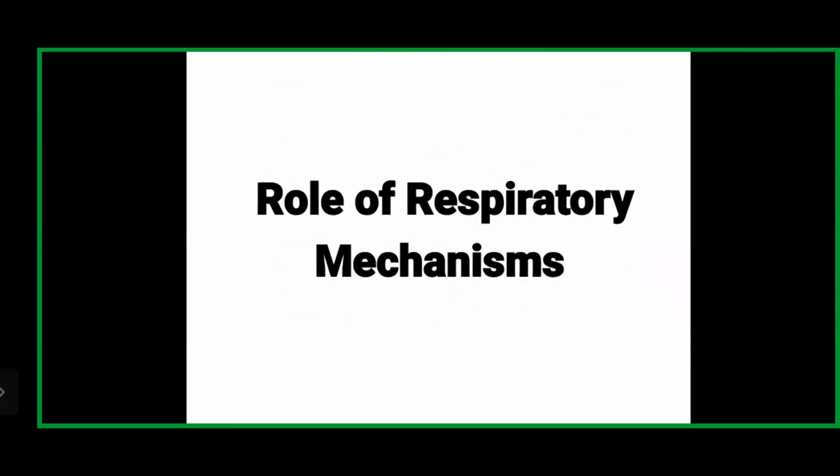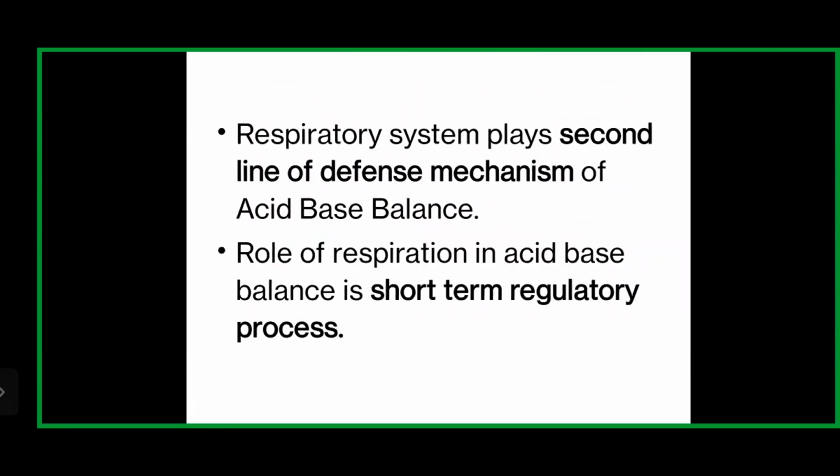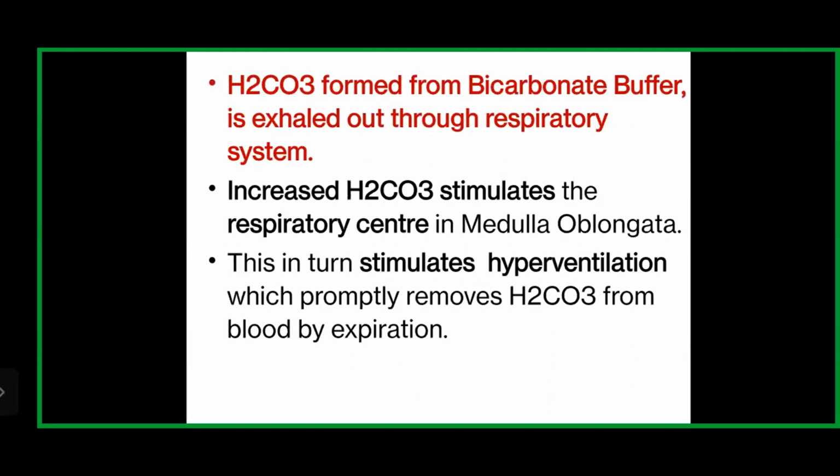Now, role of respiratory mechanism. The respiratory system plays the second line of defense in acid-base balance. The role of respiration in acid-base balance is a short-term regulatory process. H2CO3 formed from the bicarbonate buffer is exhaled out through the respiratory system. Increased H2CO3 stimulates the respiratory center in the medulla oblongata. This in turn stimulates hyperventilation, which promptly removes the H2CO3 from blood by expiration.